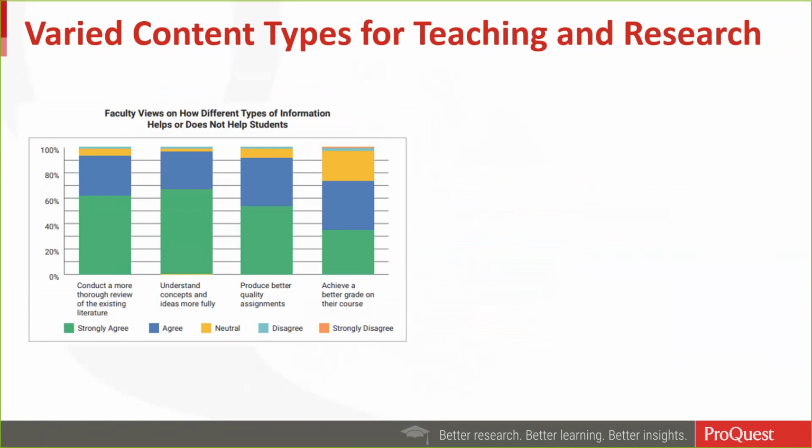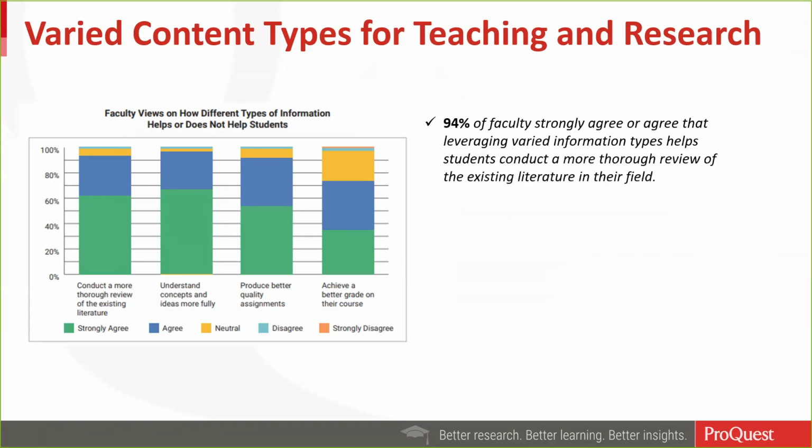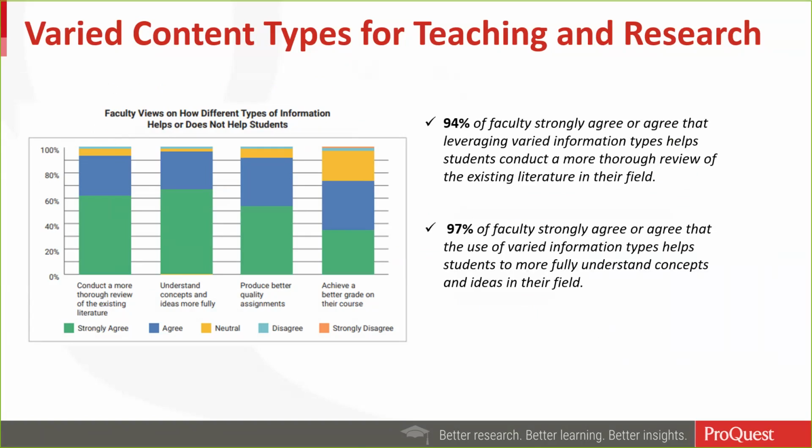So the faculty views on how the different kinds of information helps or does not help students were positive, that it does help students. So 94% of faculty strongly agree that leveraging a variety of different information types helps students conduct a more thorough review of the existing literature in their field. 97% of them agree that using a variety of information types really helps students to better understand and more fully understand the concepts and ideas. And as a result of this, they are able to produce better quality assignments and achieve a better grade on their course.